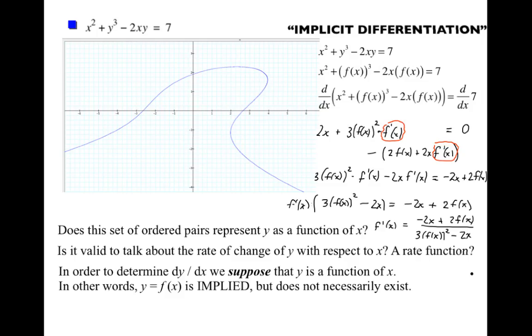Okay? But what is f of x? From the beginning, we put in f of x because this is the idea that our y, we could have solved for y and got that function of x. So that's what y is, right? So this is just y. So is this. So we get minus 2x plus 2y over 3y squared minus 2x.